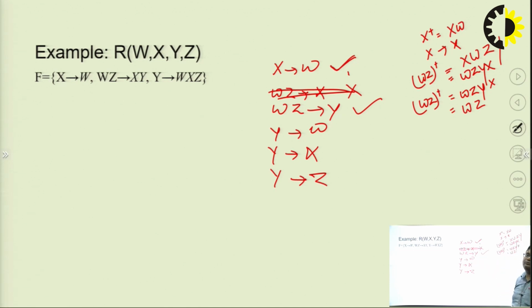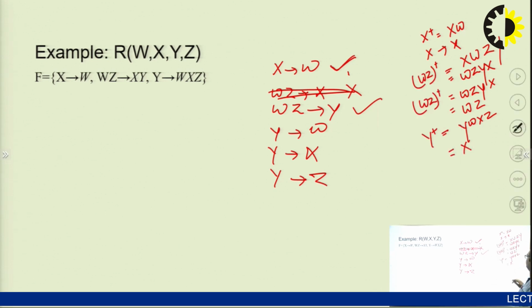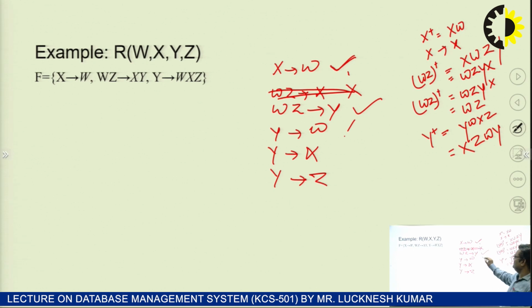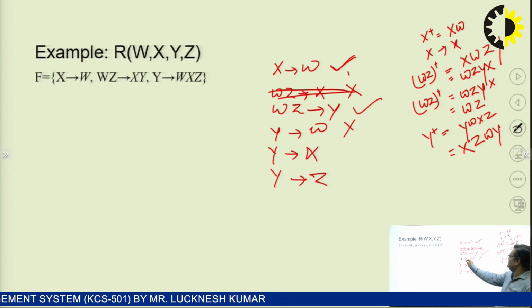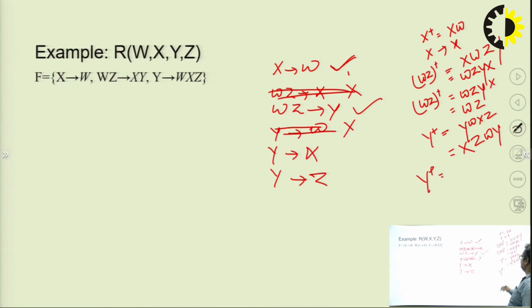Now taking the closure of Y. What will be the closure of Y? Y, W, X, and from Y we can also get Z. After hiding Y to W, we get X, Z, W and Y too. So this can be removed. Now checking for the next set.